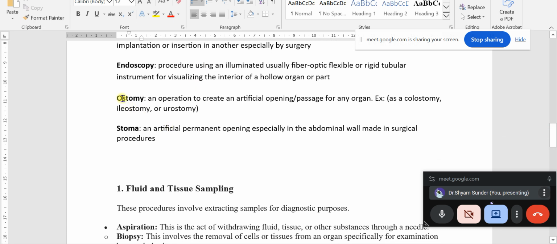And finally, we are at ostomy and stoma. What is ostomy? Artificial opening. Stoma is also an artificial permanent opening.